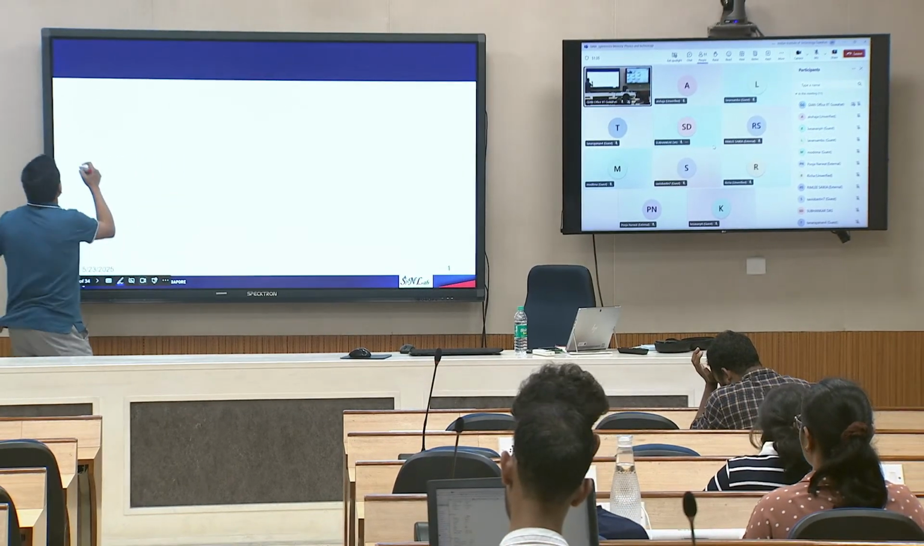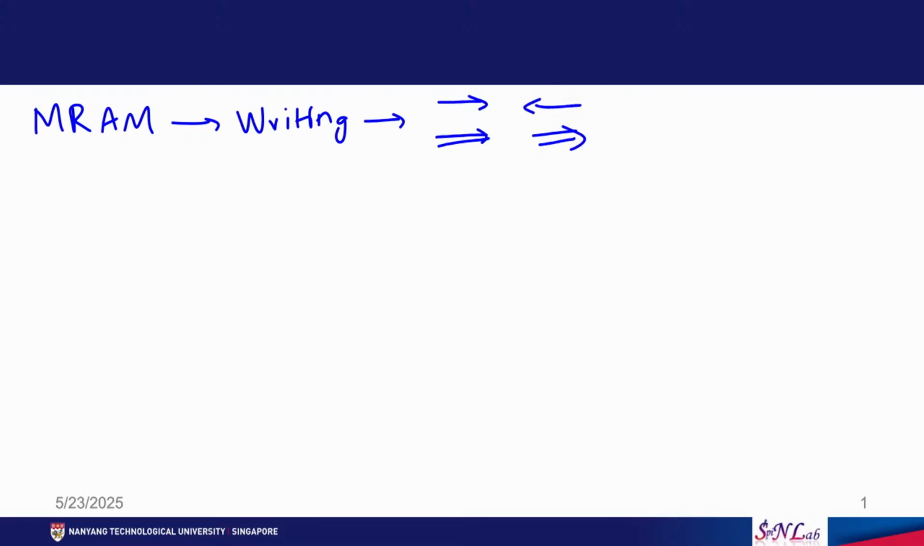So, we have been learning about MRAM, magnetic random access memory. First we learnt about writing mechanisms. How do we write information in MRAM? Writing is basically switching the magnetization of the free layer to be either parallel to the reference layer or anti-parallel to the reference layer. To achieve this, I explained three different methods.